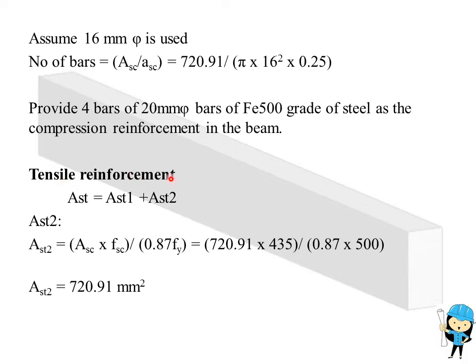So, for tensile reinforcement, we will be calculating as 2 parts, that is AST is equal to AST1 plus AST2. So, first initially we are going to calculate AST2. So, AST2 is equal to ASC into FSC divided by 0.87 Fy. So, we know the value of ASC as 720.91 into FSC value is 435. We have taken it from 0.87 of Fy. Then divided by 0.87 into 500, which is equal to 720.91 mm square.